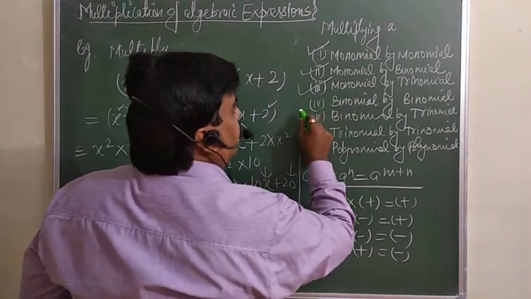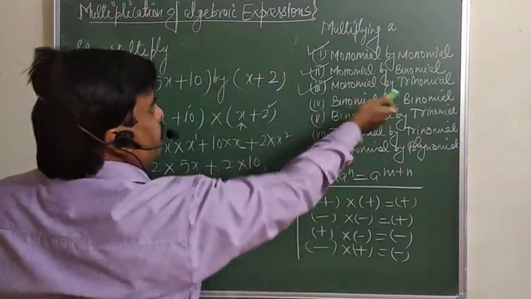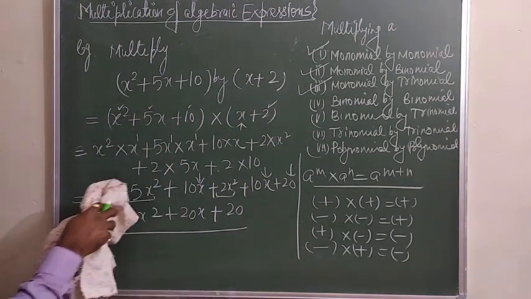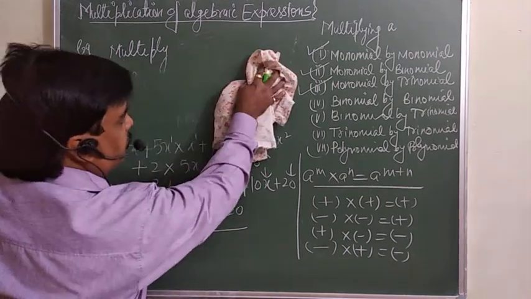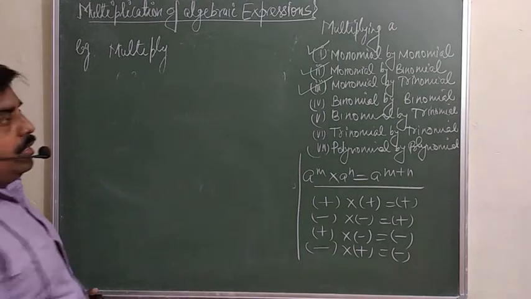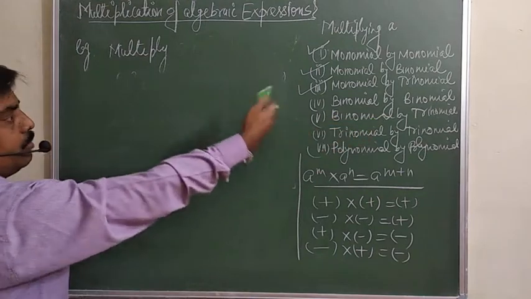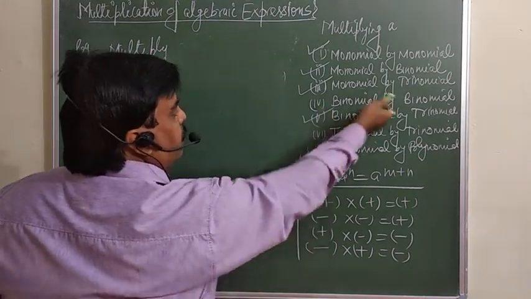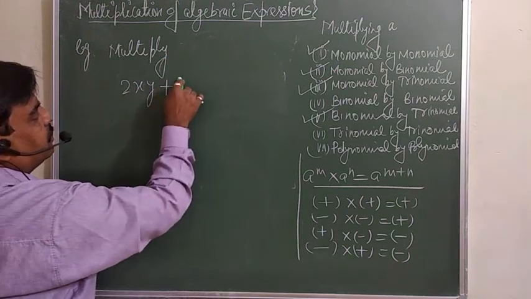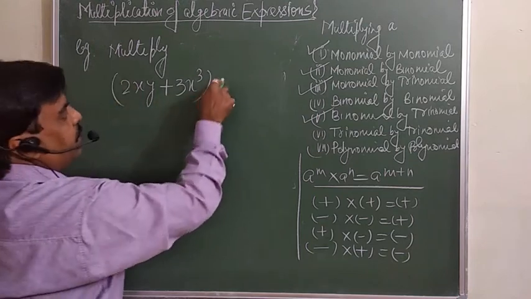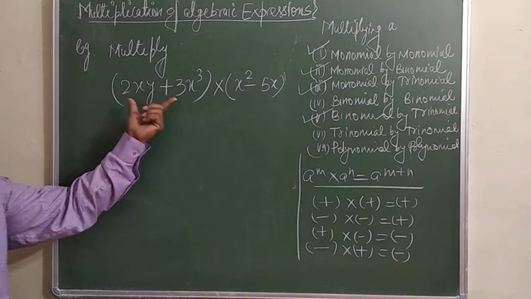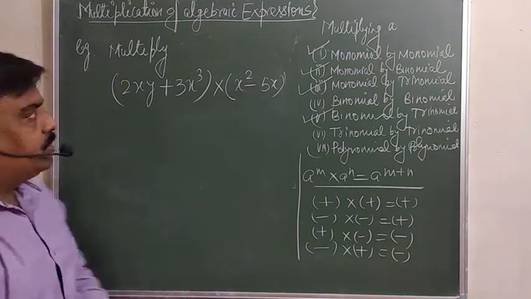Now similarly you can multiply binomial by binomial, which we can do separately. Another example I am taking. Trinomial by trinomial, and binomial by trinomial we have already discussed. Binomial by binomial you can also take, like 2xy plus 3x cube multiplied by x square minus 5x. Binomial by binomial we are supposed to multiply. Same method is there.